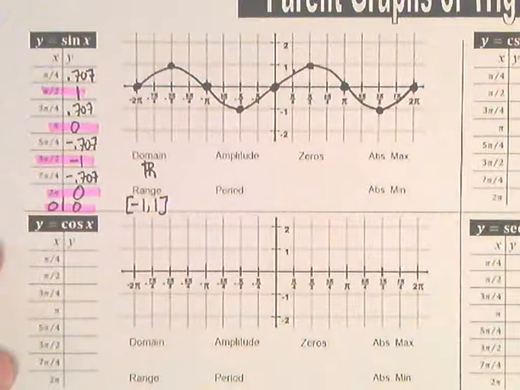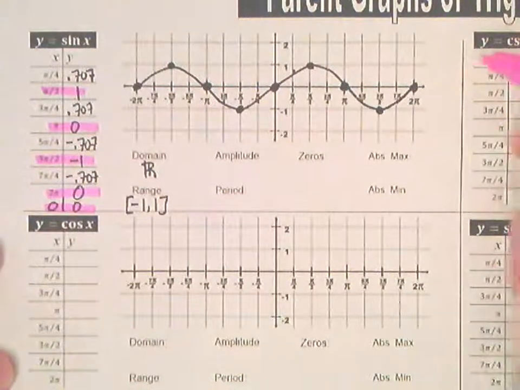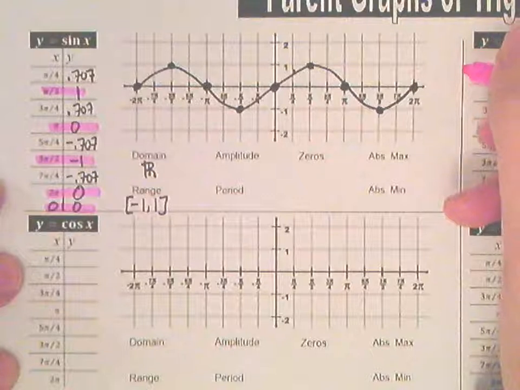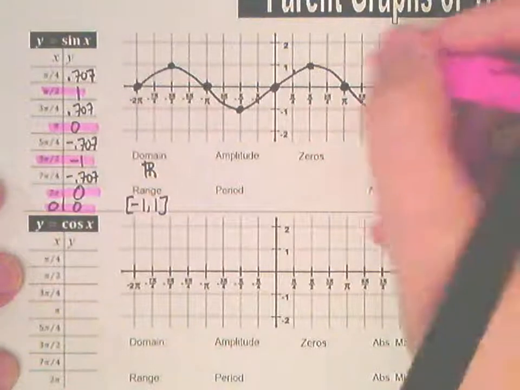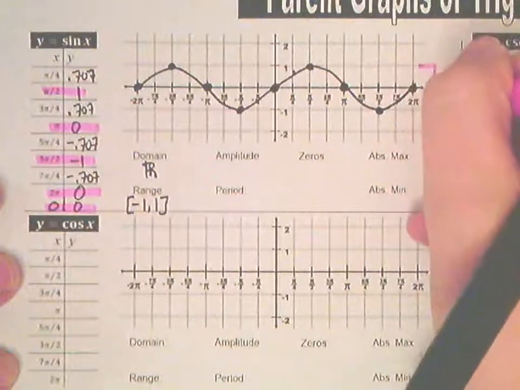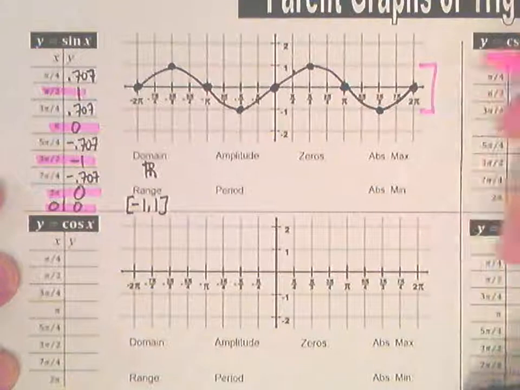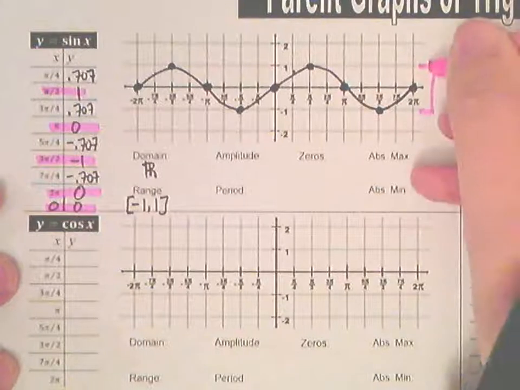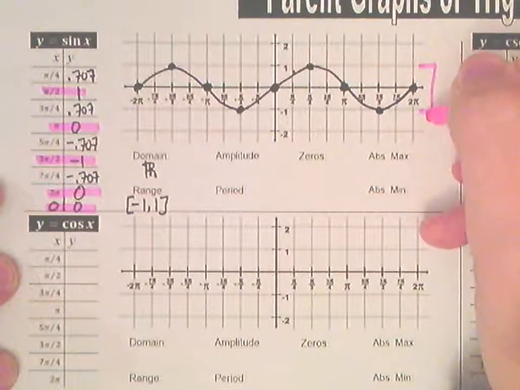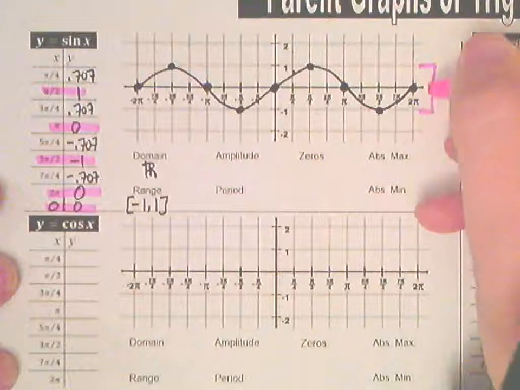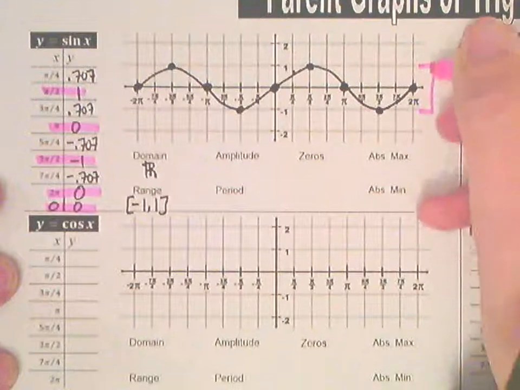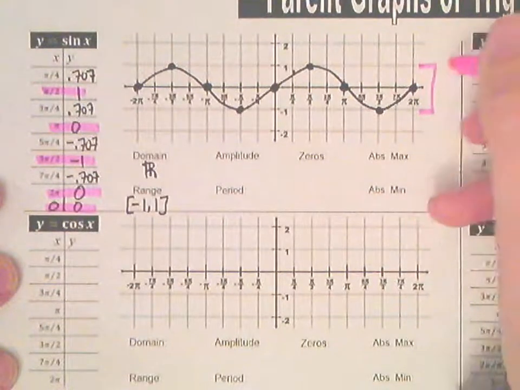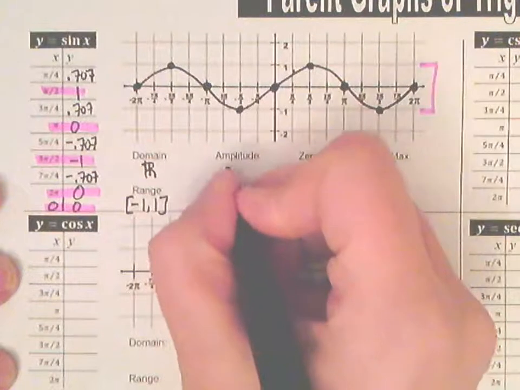Now our amplitude, if you remember from our definitions, is basically half of the value from the absolute max to the absolute min. So the value from the absolute max to the absolute min is 2 points. So half of that is going to be 1.